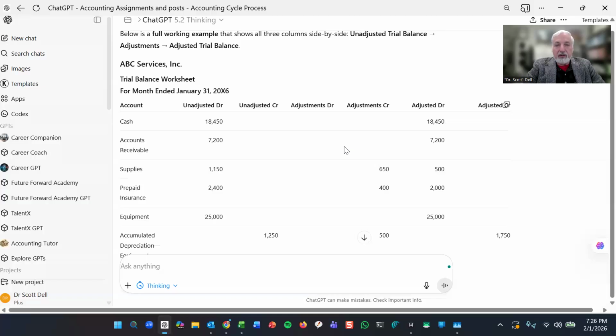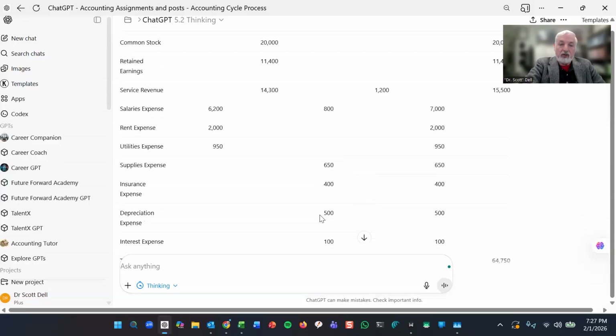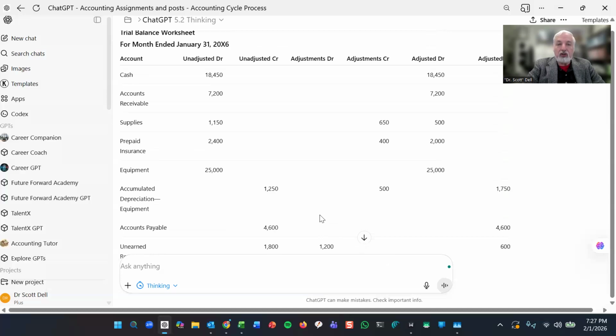Then we use up some supplies. We had 1,150 of supplies to start with. We probably did a final count and said, oh, we used what's left on the shelf. Oh, and the bottom line, we got 500 left on the shelf. We must have used 650. We're going to expense 650 as a debit and credit our supplies inventory. Prepaid insurance, we used up part of that $2,400. Now there's 2,000 left. So we make an adjustment where we debit the expense, and we'll see that down here where the $400 is for insurance expense. And then we go back up and we see the $400 reduces our asset of prepaid insurance.